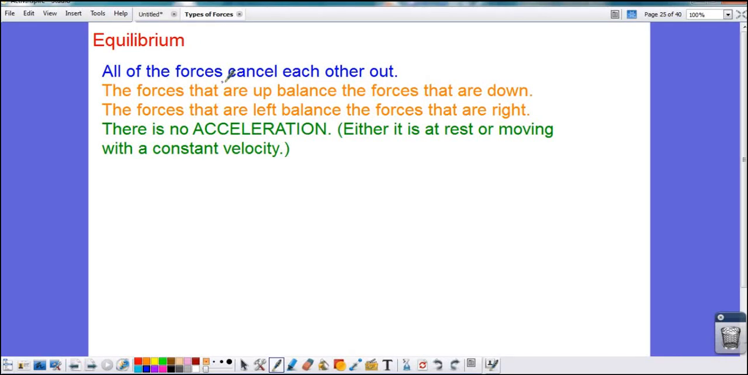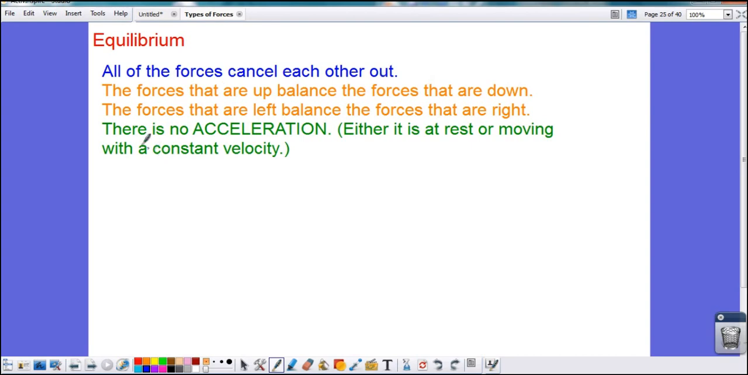All right, so we're going to start talking about equilibrium and solving some equilibrium problems. So what do we know about equilibrium? Well, when something is in equilibrium, all of the forces cancel each other out. So that means that all of the up forces cancel the down forces, all the left forces cancel the right forces. There's no net force acting on the object, okay?